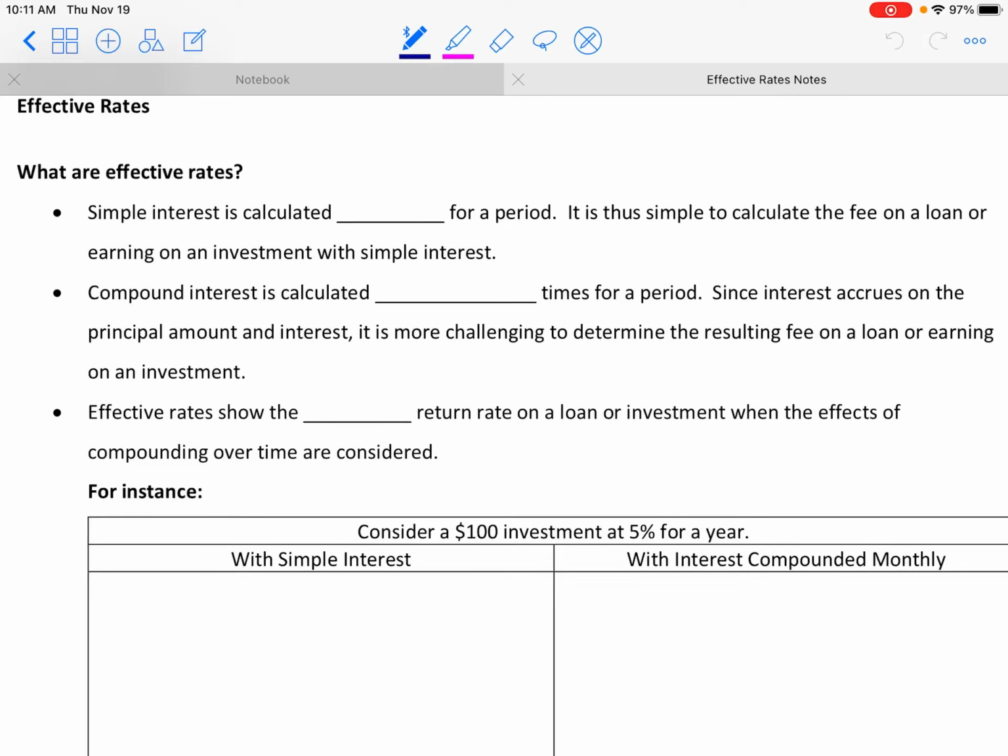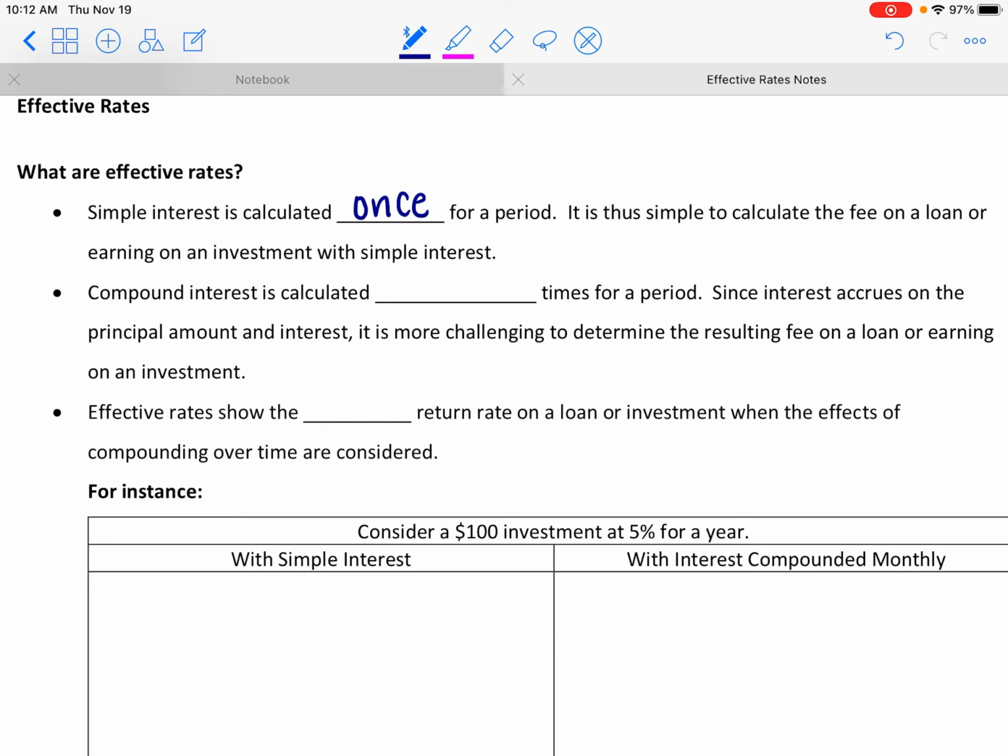Hello and welcome to our lesson on what we call effective rates. So in order to explain the concept here, I'm going to take you back a little bit. Remember we started by calculating simple interest, and simple interest is pretty simple to calculate because all we're doing is calculating once for a period of time. One time we're going to calculate some fee that's going to be charged on a loan or some earning on an investment if the interest is what we call simple.